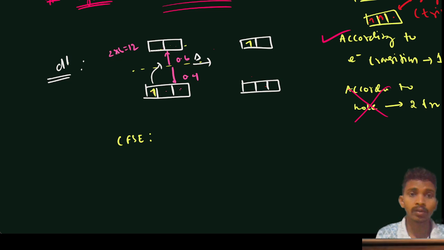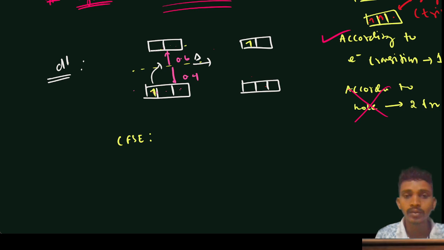So here with 0.6, 2 into 0.6, I will get 1.2. Here 3 into 0.4, I will also get 1.2. So in both the cases I should get the same value, because they are equally dividing. So if it is 2 orbitals, I will multiply by 0.6. If 3 orbitals, I will multiply by 0.4.